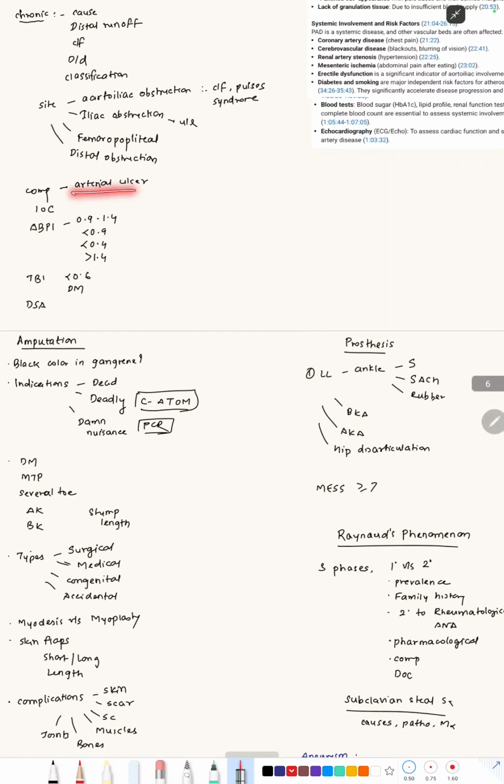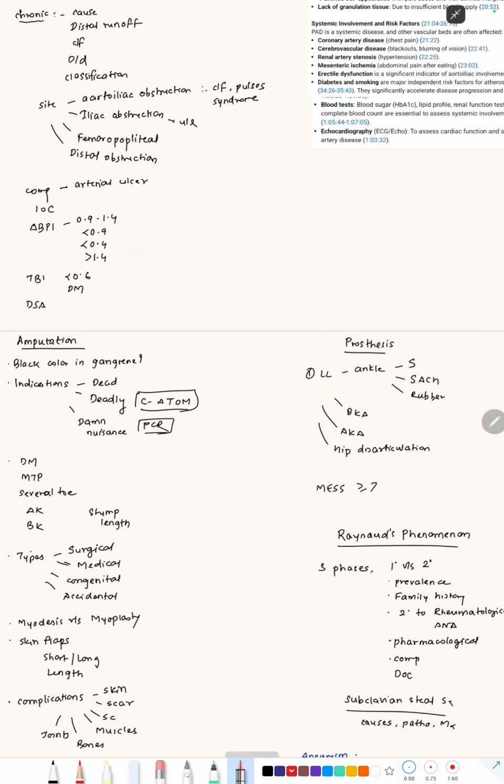The complication is arterial ulcer. We have already discussed this arterial ulcer. The investigation of choice is going to be a duplex scan. Now there is something called ABPI, that is ankle brachial pressure index. The normal value is 0.9 to 1.4. If it is less than 0.9, that means there is intermittent claudication. If it is less than 0.4, that means CTLI, that is chronic limb threatening ischemia.